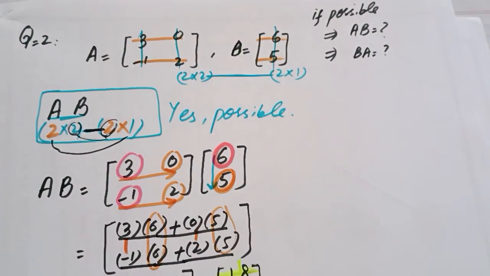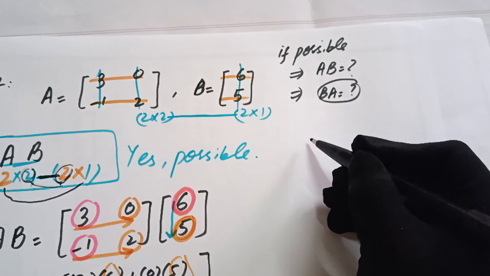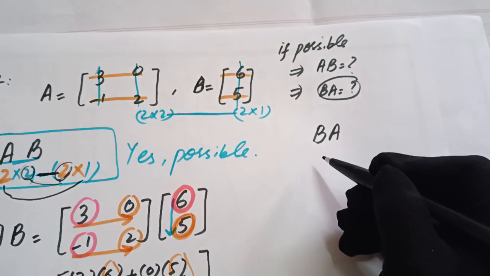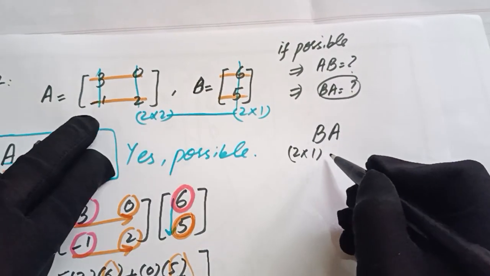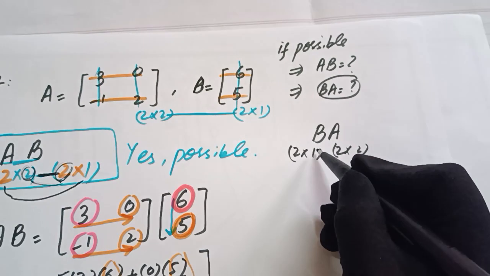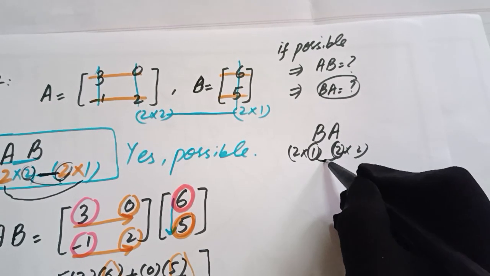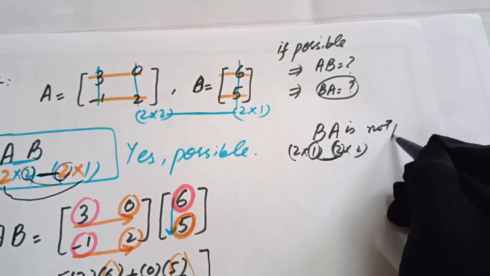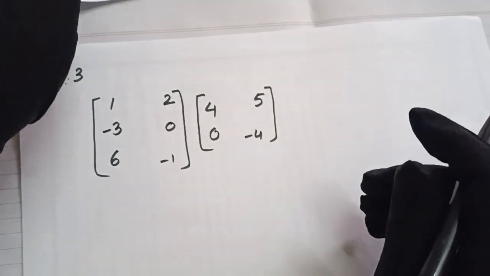In the previous question, I forgot to mention this one, so let me do this also. B and A, check whether it is possible or not. The order of B is 2 by 1 and the order of A is 2 by 2. As the number of columns and number of rows are not equal to each other, BA is not possible. I wrote down the next, but I forgot to mention the previous.